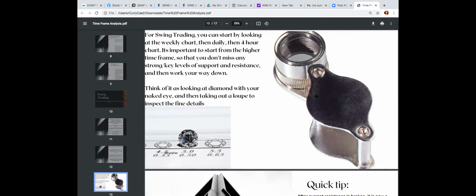Now for swing trading, you can start by looking at the weekly chart, then the daily chart, then the 4-hour chart. If you were on for the very first part before we started the lesson, you'll see that I personally like to look at the 1 year, 1 month chart. I like to draw out my supply and demand levels or my support and resistance levels, because I know that on the longer time frames, those are areas of value. They're stronger levels. So you might want to look at the overall picture.